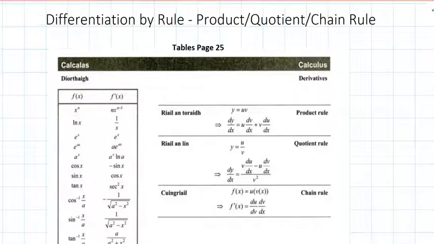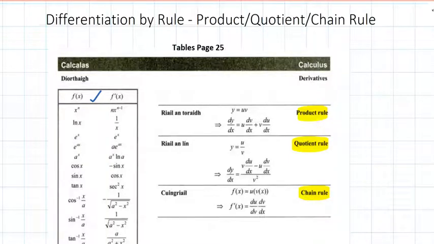Today we will continue with the rules of differentiation in your tables on page 25. And previously we covered the rules in this table here on the left. And now we're going to go on to the next three rules, which are the product rule, the quotient rule, and the chain rule. So we'll start off with the product rule.